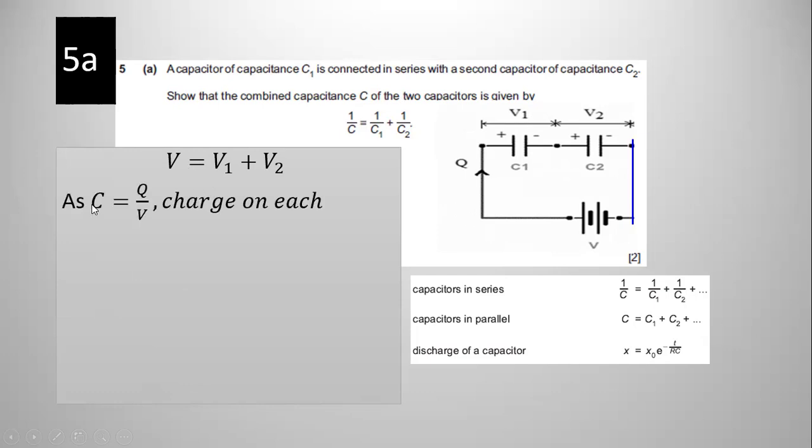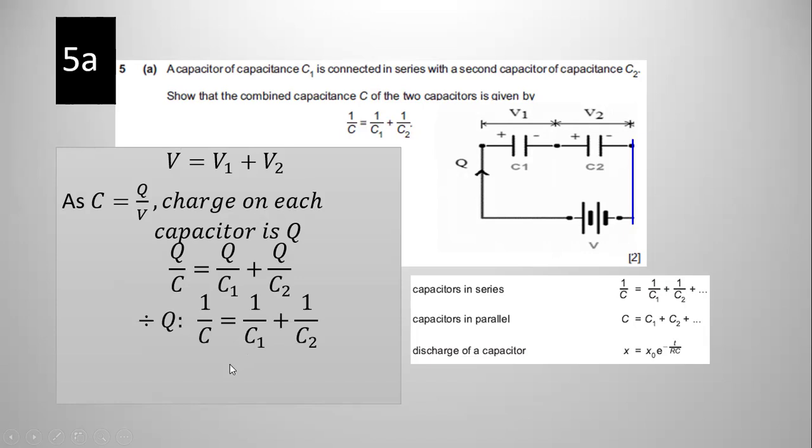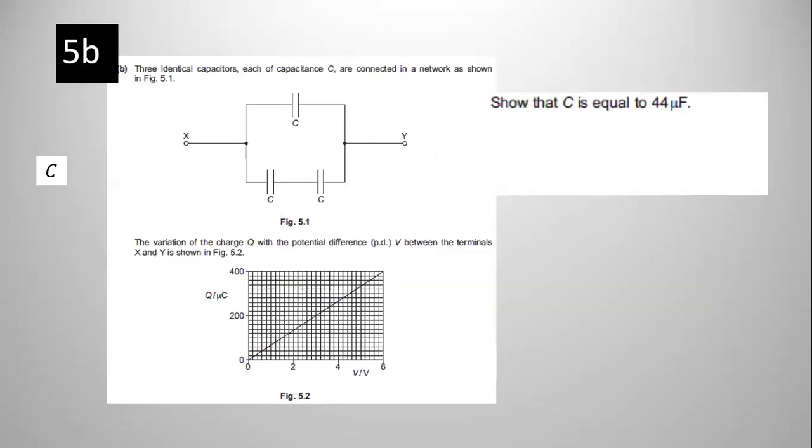Then we use our definition, C is Q over V. Charge on each capacitor is Q. So this one will be Q over C, this one will be Q over C1, then Q over C2. Q cancels off. So you get your answer. Stop me if I'm going too fast.